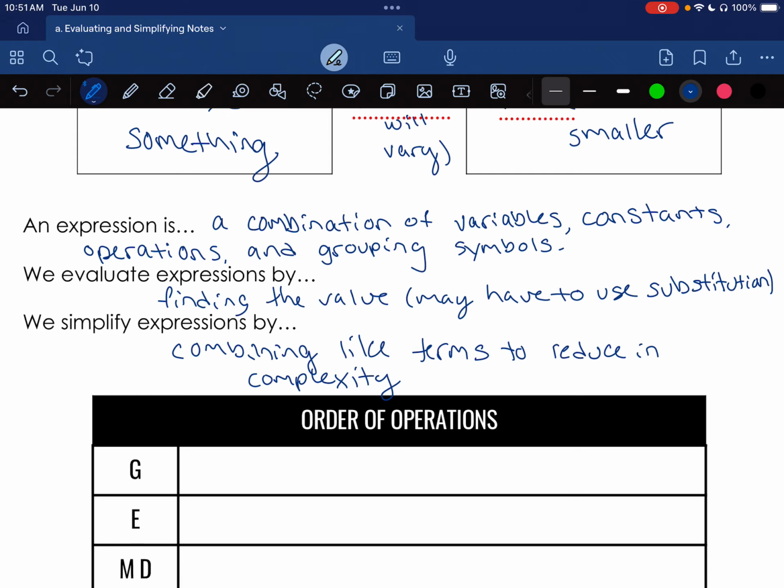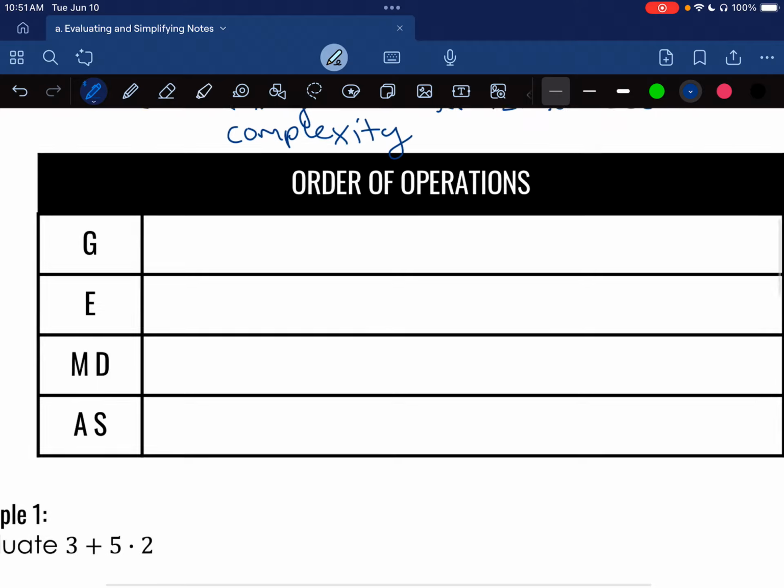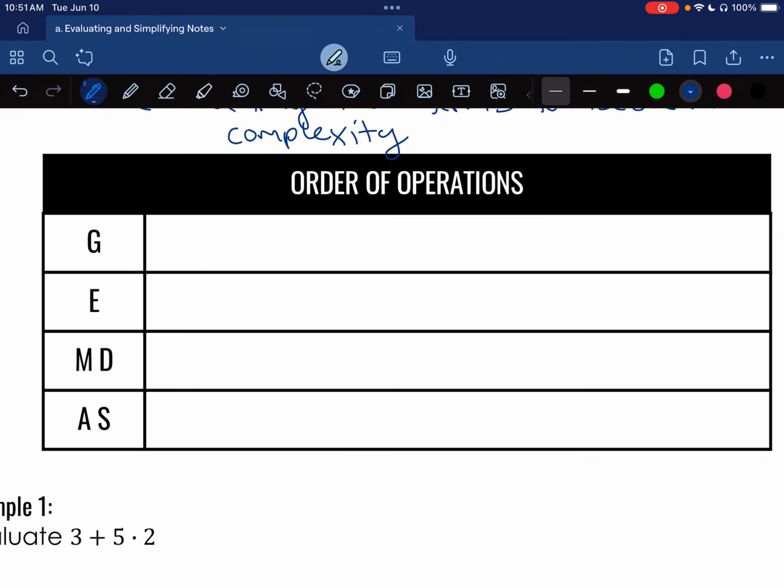Alrighty. So let's talk about the order in which these things happen. There is an order of operations here. I use G as the first letter instead of P, which might be throwing you off here. When I say GEMDOS instead of PEMDAS, G stands for grouping symbols. I prefer this term over parentheses because it's more inclusive. It could be parentheses, but it could be brackets as well.